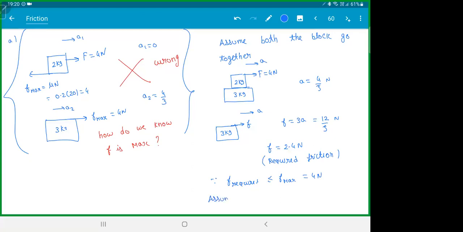Are you getting what was the assumption? Both are going together. So for that assumption to be right, how much is friction asking? 2.4. How much can you give? 4. My assumption is right. Problem got over. So what is the answer? Acceleration is 4/5. And what is the friction, everyone? 2.4, no? It is not 4 Newtons. Are you getting this? You are supposed to give only how much I'm required.